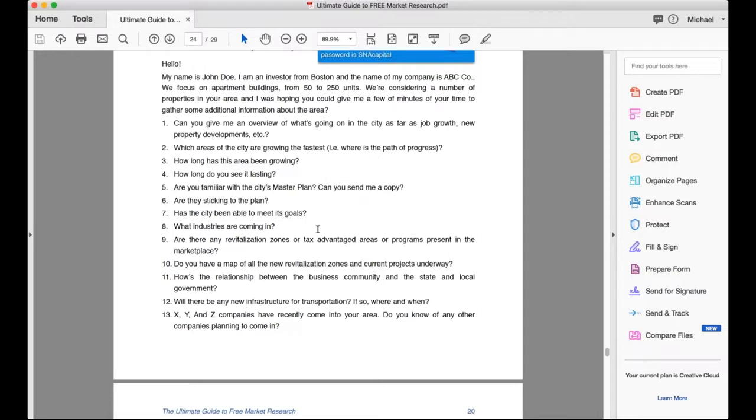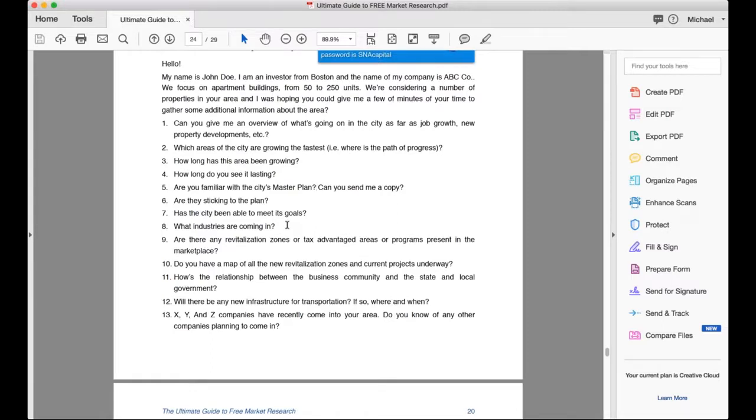Are they sticking to the plan? Has the city been able to meet its goals? What industries are coming in? I mentioned that market I was looking at. Amazon just came in. A bunch of other big name businesses just came in. They're building a new outdoor plaza. All these different indicators show they're pulling in jobs. They're trying to revitalize this city.